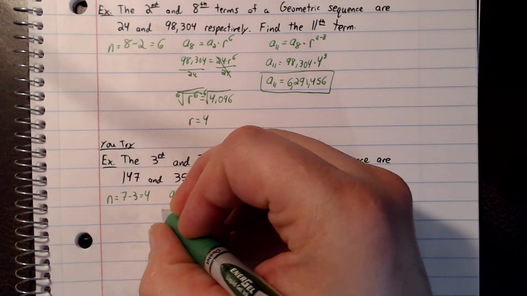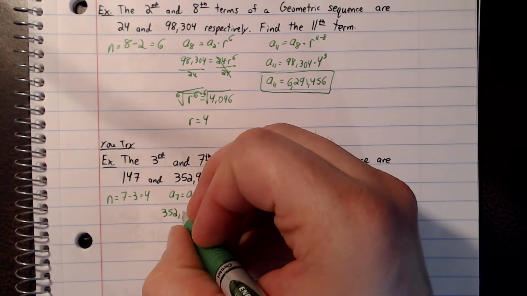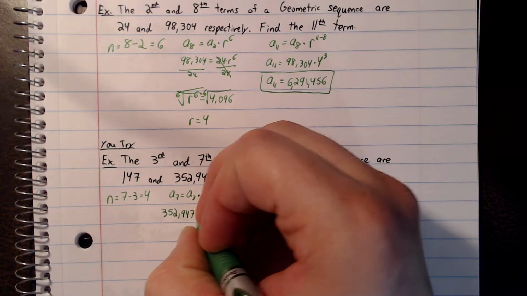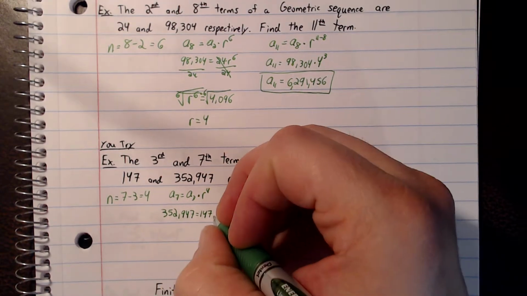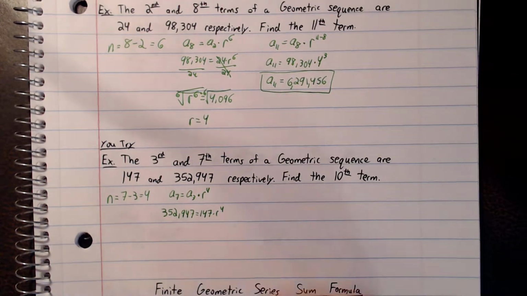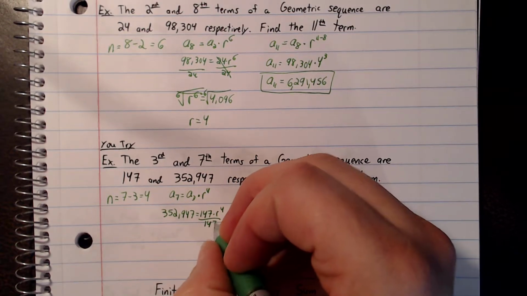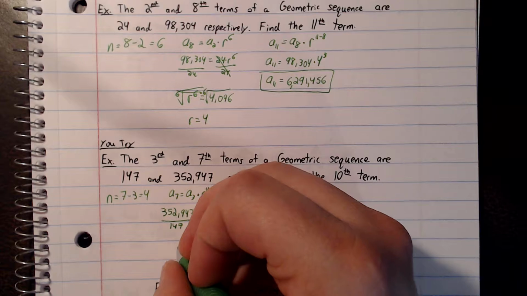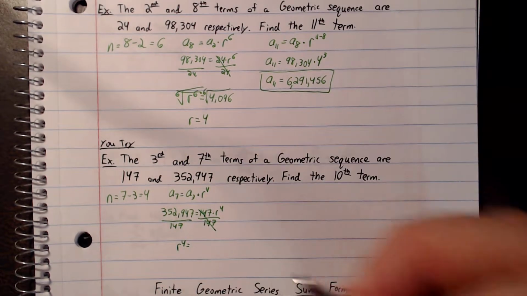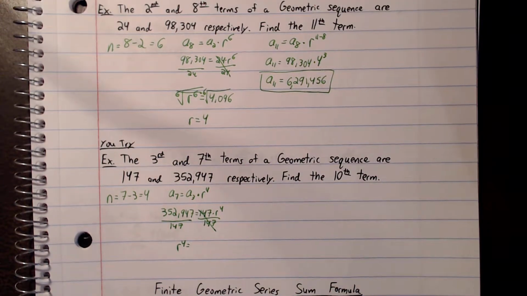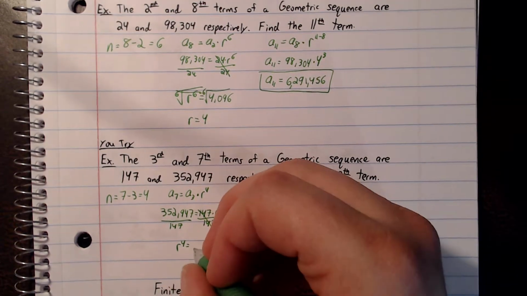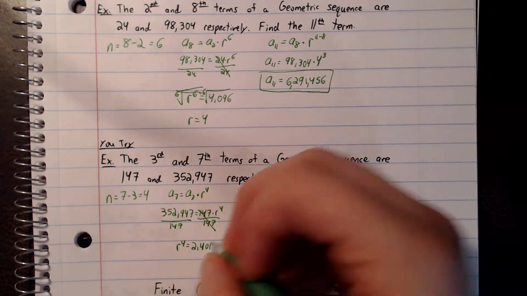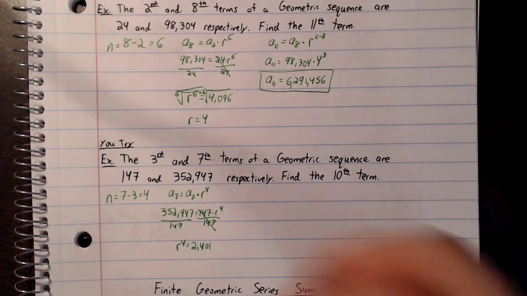If we start plugging in some values here, we can start solving, right? We've got to divide by 147 on both sides. So r to the 4th power, let's see, 352,947 divided by 147, that's 2,401. And then again, we're going to have to take the 4th root.